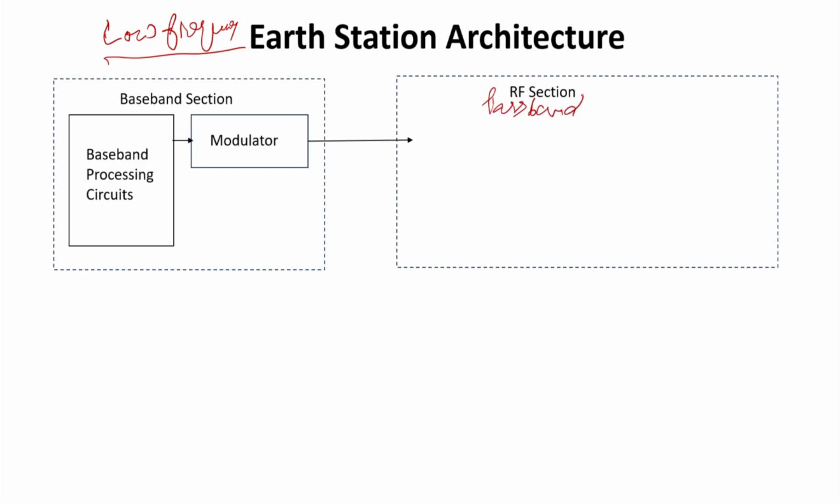Passband means high frequency. Here there is an up converter. So, what is an up converter? The modulator is also an up converter, but there we go up to the IF, and then the up converter converts to the frequency that is very suitable to transmit using an antenna, that is the earth station antenna.